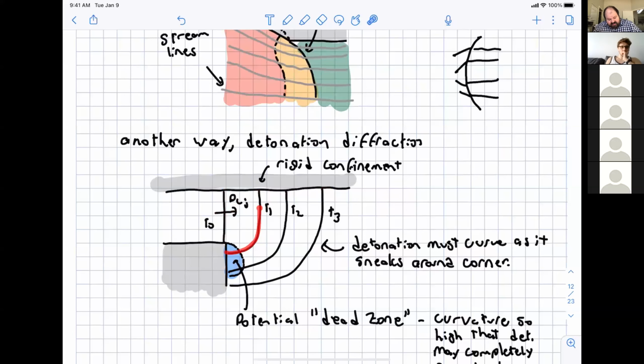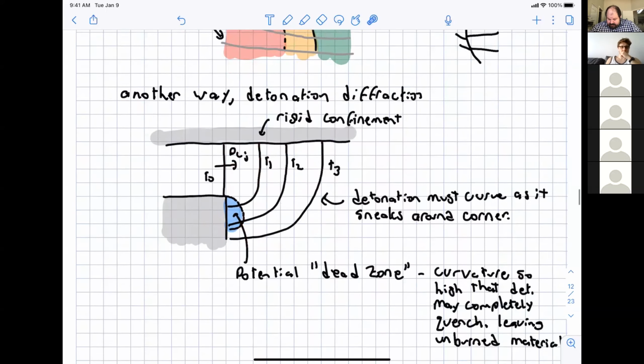And the diffraction of the detonation will also introduce curvature. In real explosives that are designed for real things, the curvature near this corner can sometimes be so high that you actually quench the detonation and you have a region of unburned explosive charge. Okay, and these are called dead zones.